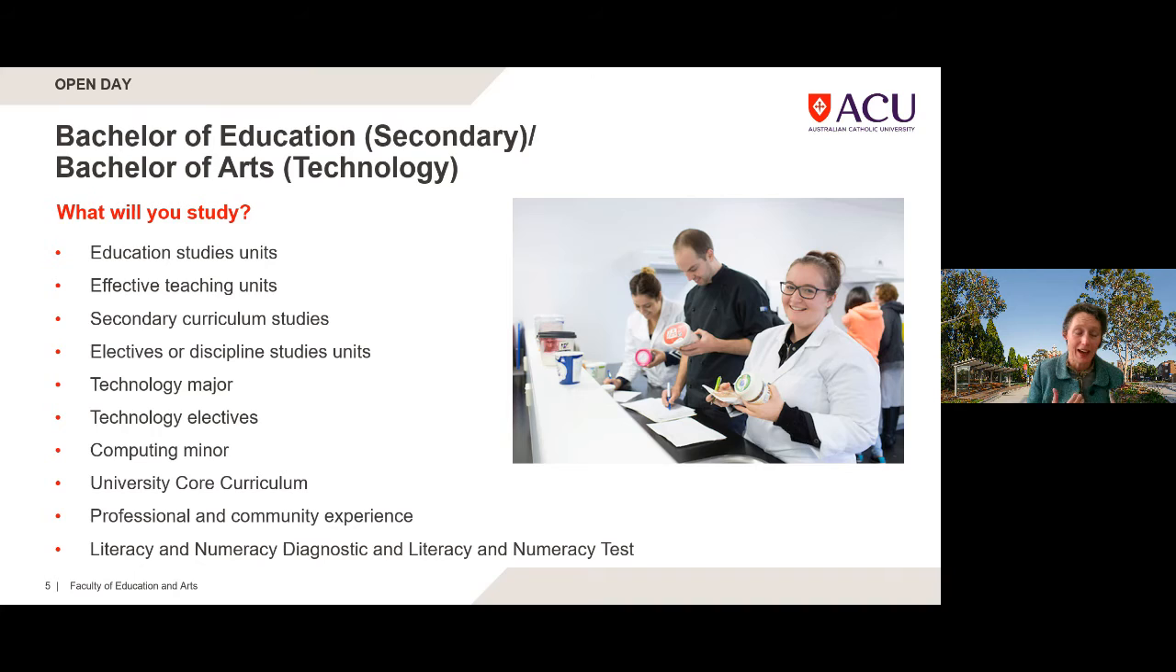So we have 8 specified or core units in technology, and that gives you a taste of everything to deliberately equip you for technology mandatory and design and technology, and then you choose to go on and specialise, and that's where you choose your technology electives. There is a compulsory computing minor. So the computing minor is digital technology.